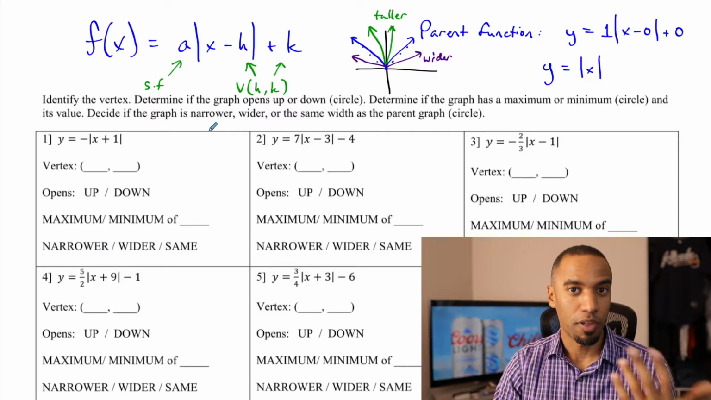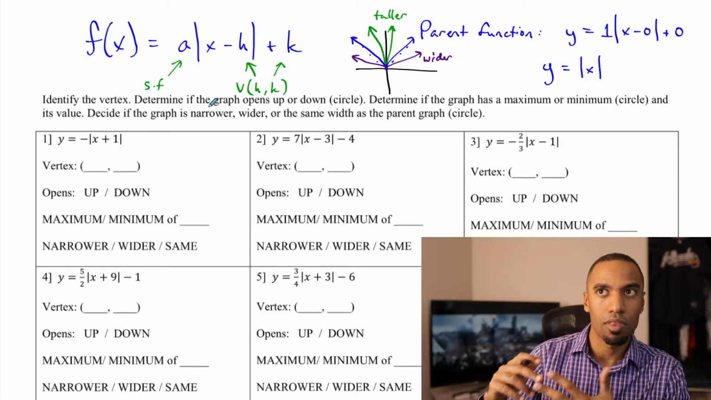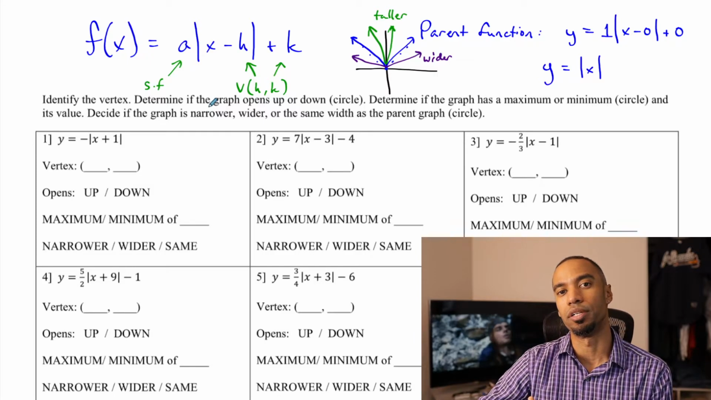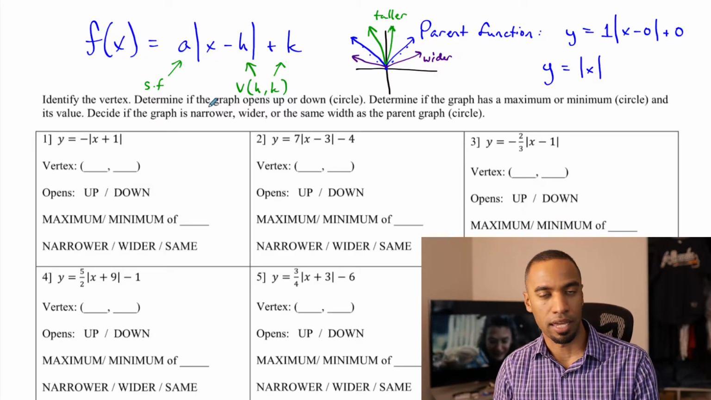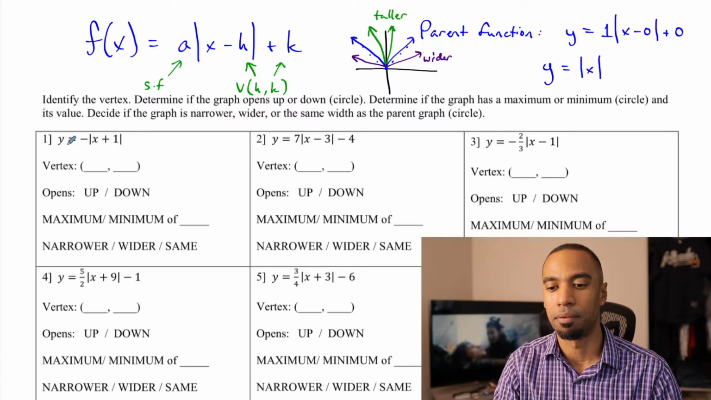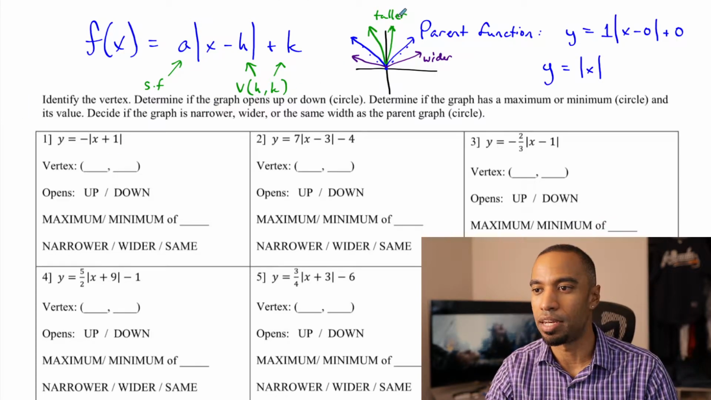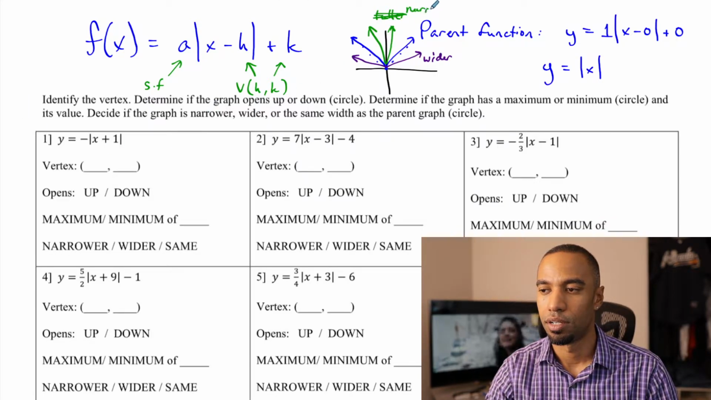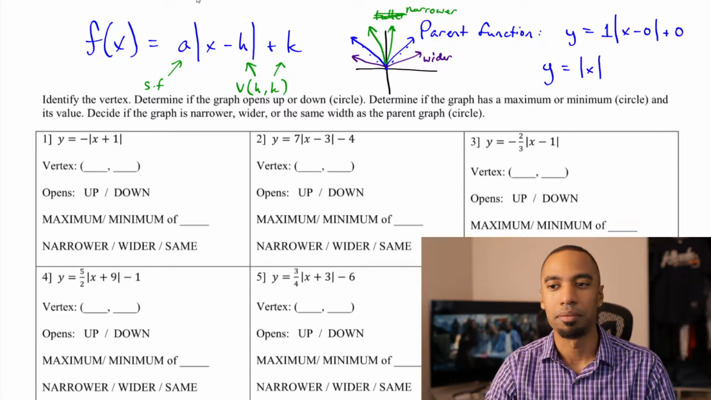Just as a heads up, if it's flipped upside down, then the larger negative numbers are taller. The smaller negative numbers can be wider. Okay, like that. Or narrower. See, I'm already saying taller there.